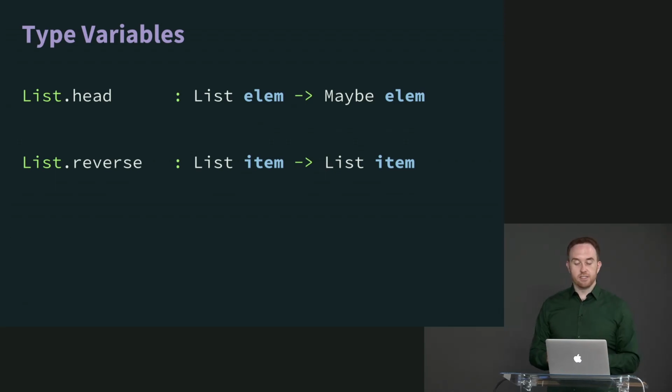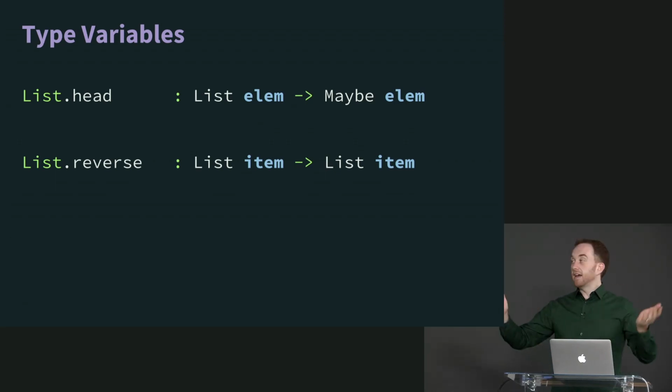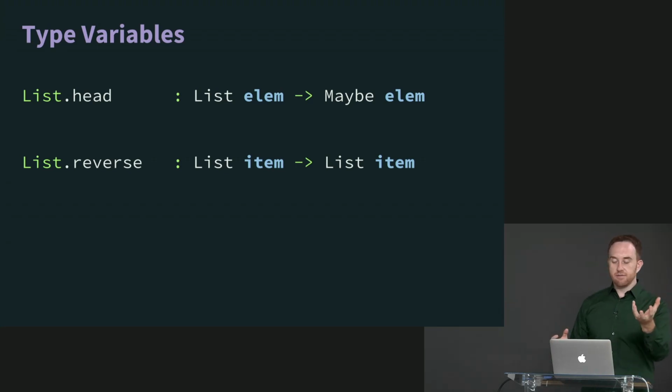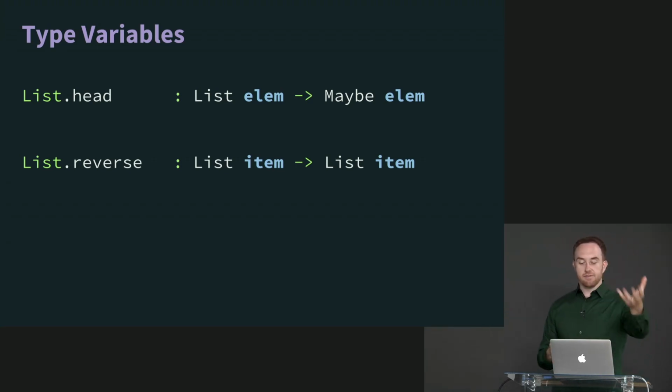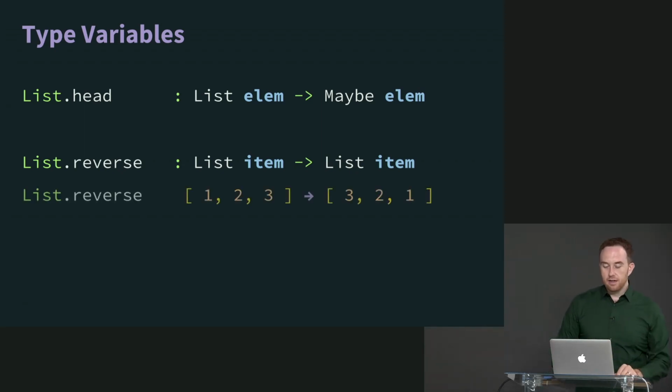So list.reverse is another one. This takes a list of, again, here I happen to choose the name item. Could have also chosen val or v or elem. So it takes a list of items and returns a list of the same type of items. So if I give list.reverse a list of strings, it will give me back also a list of strings, just in reverse order. I can also use that on numbers if I want.